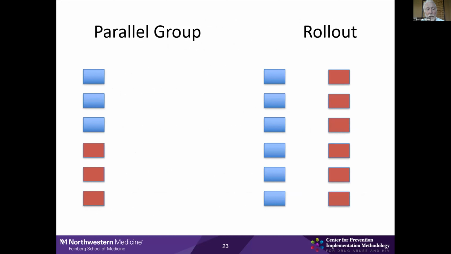This is an example of a parallel group design, which is an alternative kind of design that people use, where all of the sites start at the same time. You can do implementation strategies of the blue versus the red at the first time point in here and evaluate it. But you can see that you're only getting half the data that you have in a rollout design, where every individual site has both conditions in here. So typically you get more power basically on that.